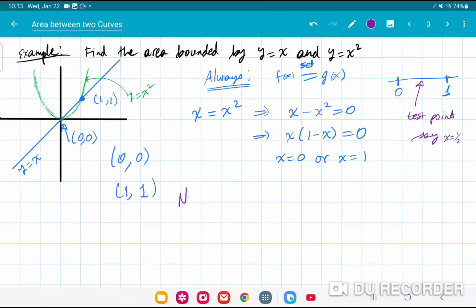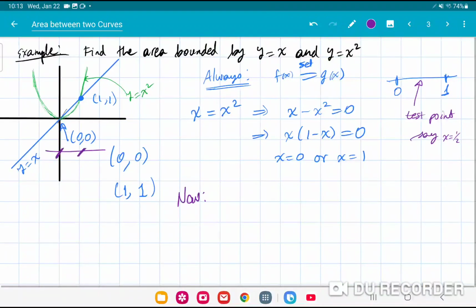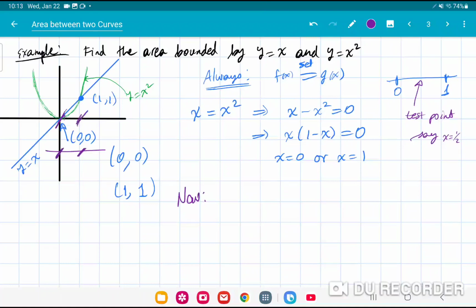Now, for the area, we will be integrating from x equals 0 to x equals 1, from this point to this point. Those will be our a and b. The top function is y equals x, the bottom function is y equals x squared, like we saw earlier. Okay?